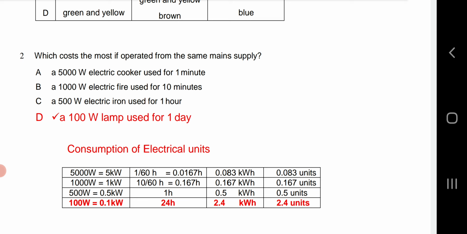So if a 100 watt lamp is used continuously for 1 day, the number of units used is 2.4 kilowatt hours. So it's option D.